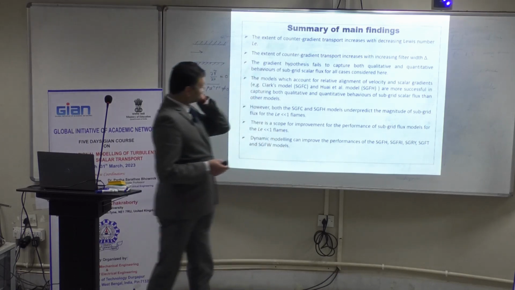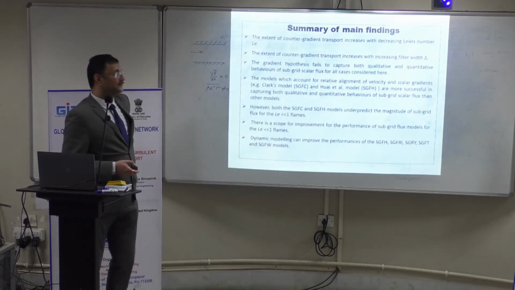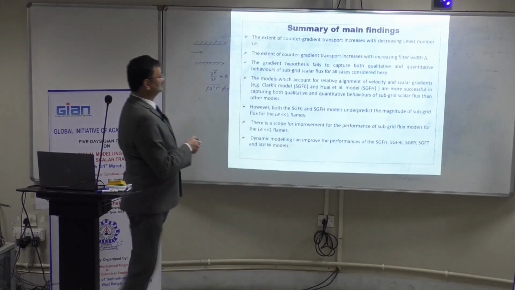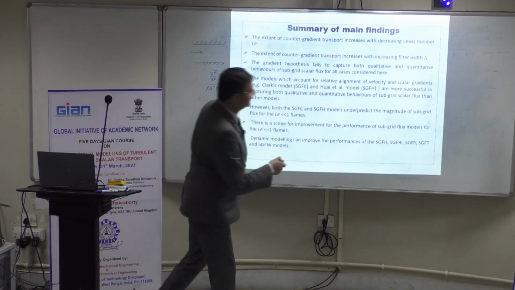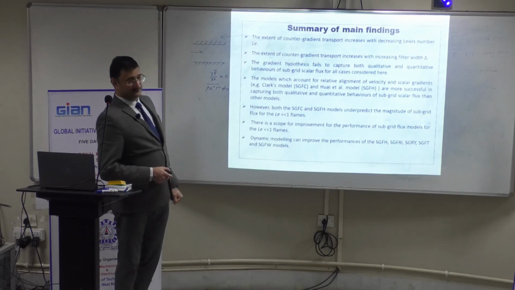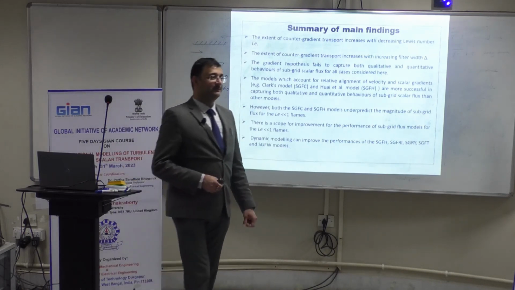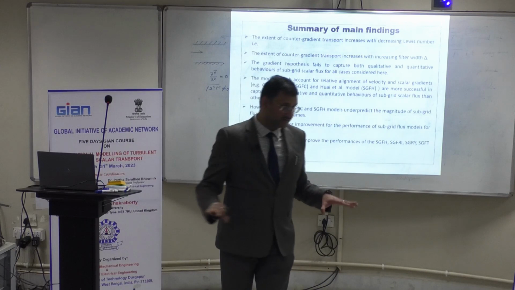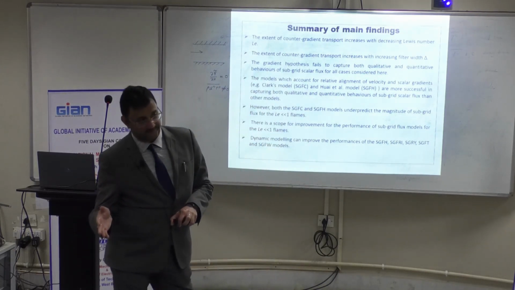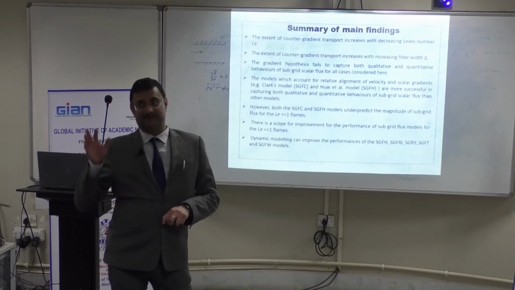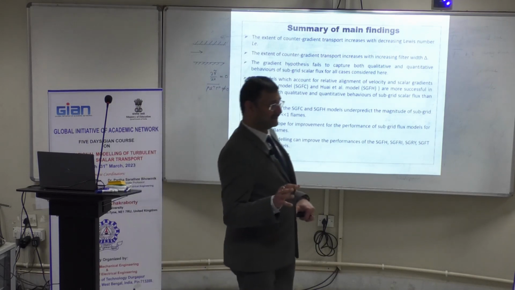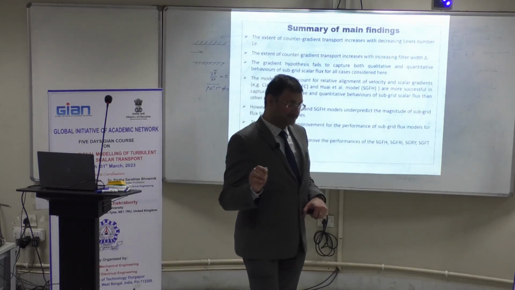So, extent of counter gradient transport increases with decreasing Lewis number. Counter gradient transport strengthens with increasing filter width. Gradient hypothesis fails to capture the behavior under many conditions. Essentially, as soon as you go to compressible flow, I think you should start questioning the efficacy of using a gradient type of model. Okay.